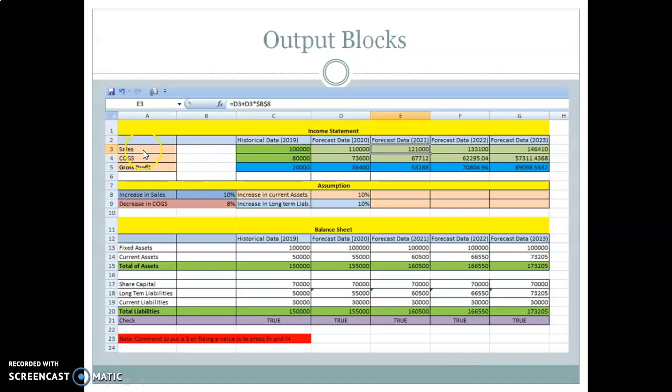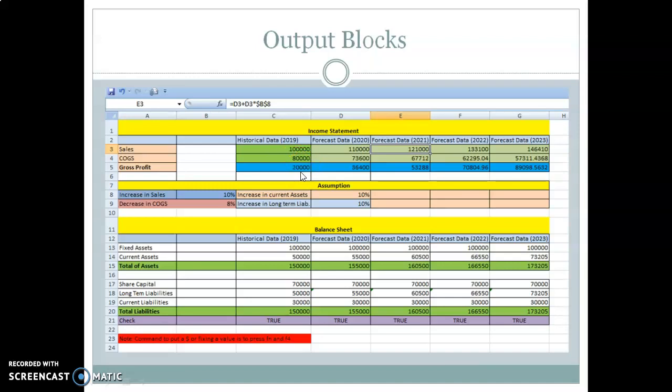So definitely if you are developing this model, we need to put some inputs. So these are the inputs. Sales, historical sales is an input, cost of goods sold is an input. Gross profit, as I told you earlier also, we have to put over here a formula, and this formula is equal to C3 minus C4, and then we will get this 20,000.